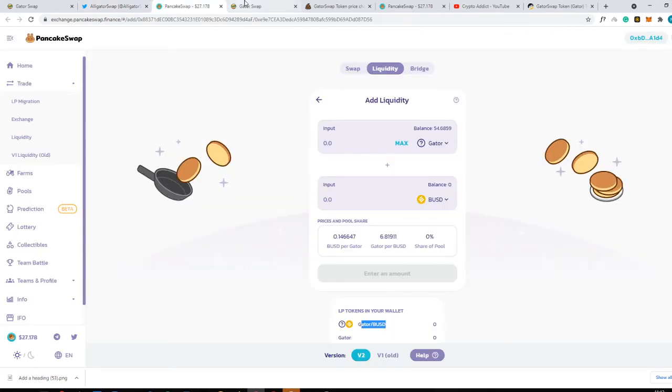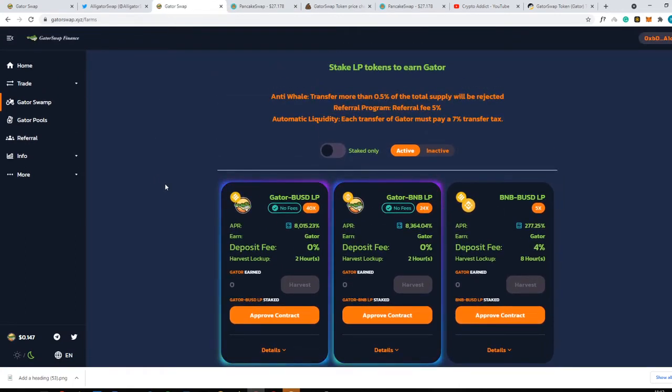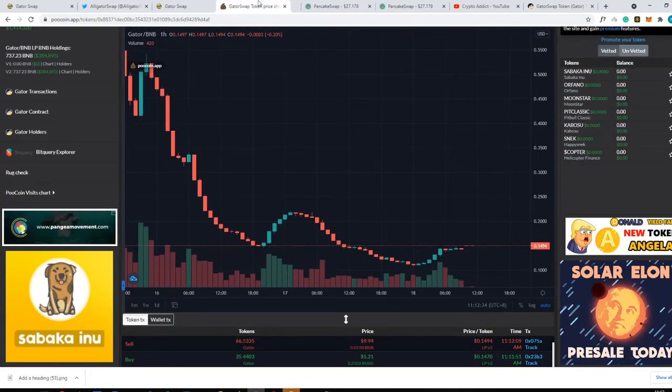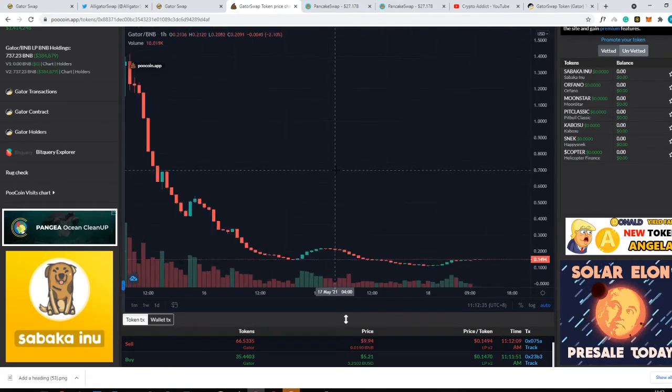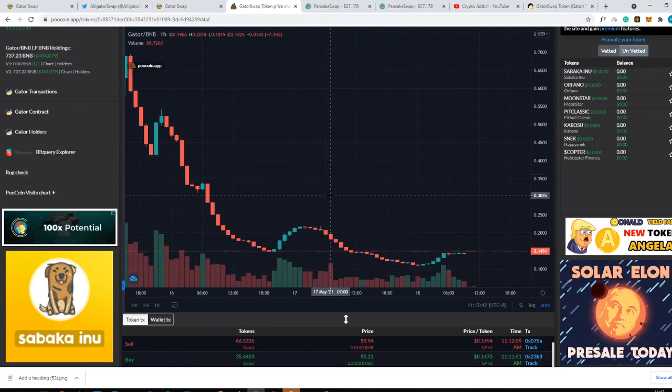So the only risk you have here is, of course, this could probably go down even more because of the given price. It can probably continue to go down. And the good thing probably here is, of course, you can buy more Gator as well.